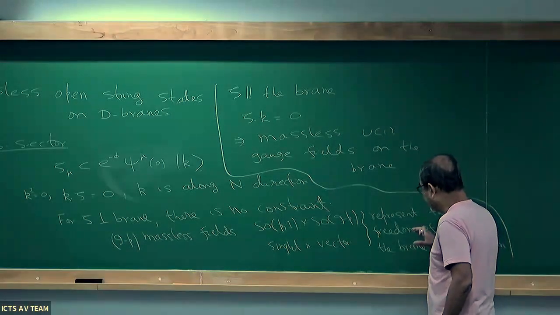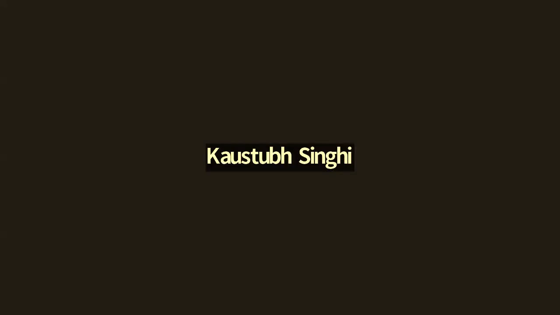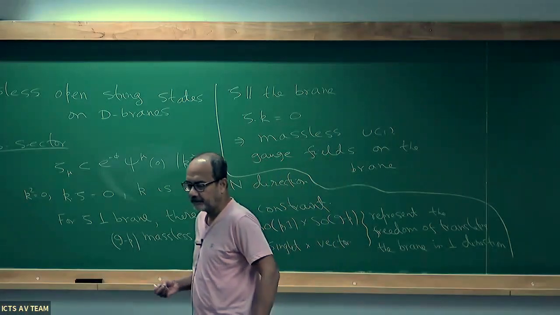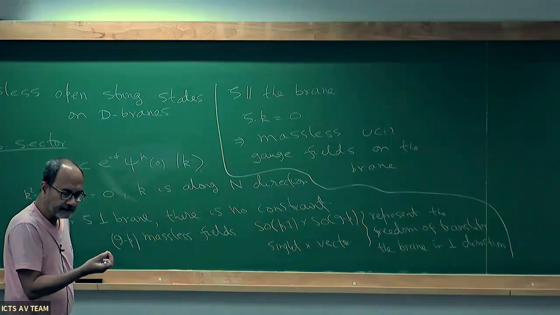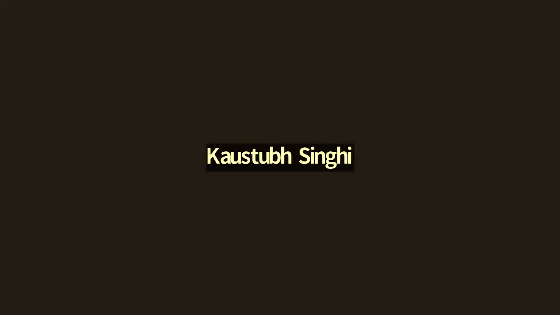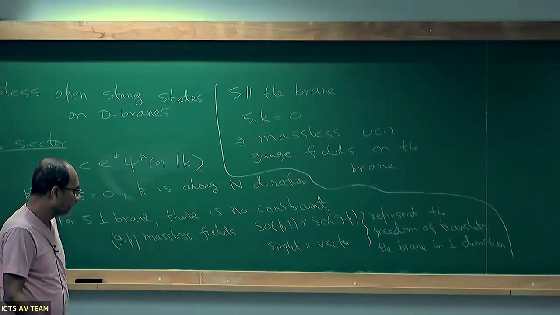Even though you are saying that these represent the freedom of translations, the massless scalars of SO(9-p), you also mean rotation, right? In some sense, because it's a vector of SO(9-p). Yes, this is a vector in the transverse direction. So suppose the brane is positioned at x transverse equal to 0, and you move it to a position A. That A will transform as a vector of SO(9-p).